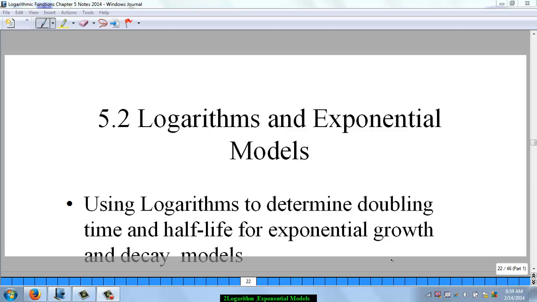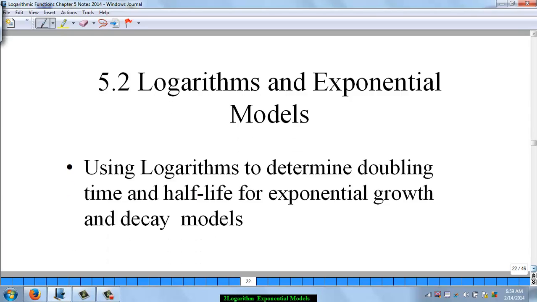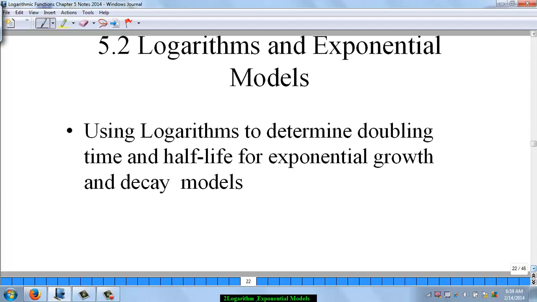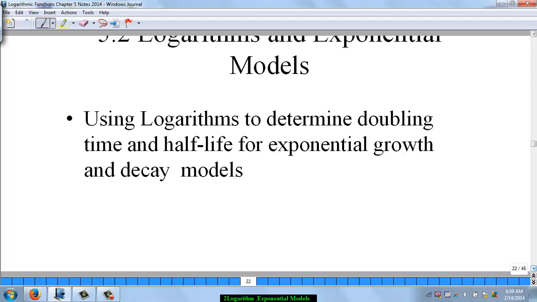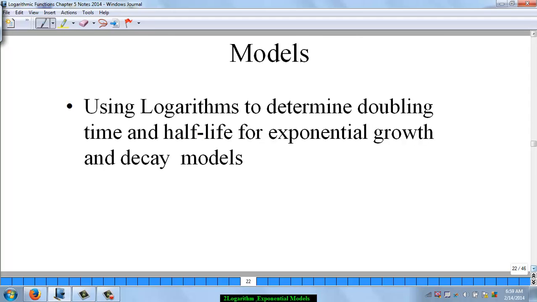Alright, this is section 5.2, Logarithms and Exponential Models, and we have been practicing log equations and solving log equations for the last week and a half, making your eyes bleed so that you can be very proficient at that. So what we're going to do now is actually use these for word problems and to see how you can use it for doubling time and half-life for exponential growth and decay models.